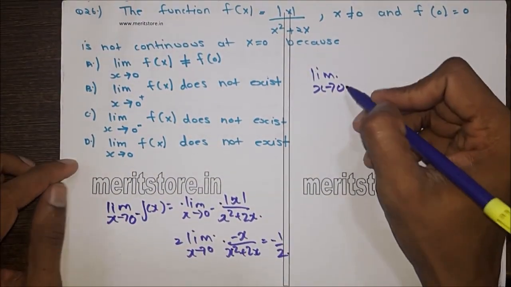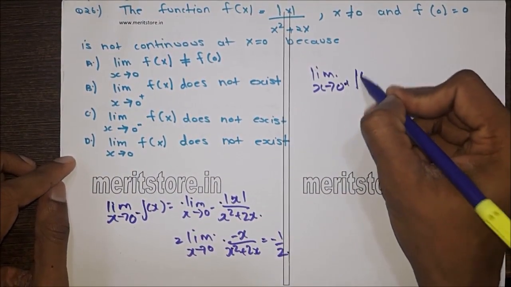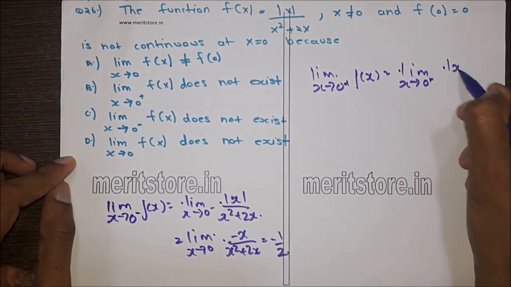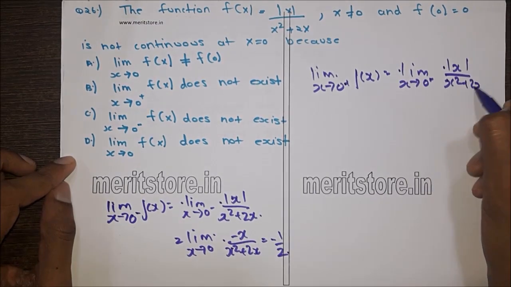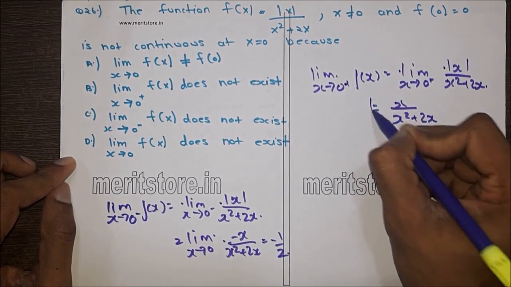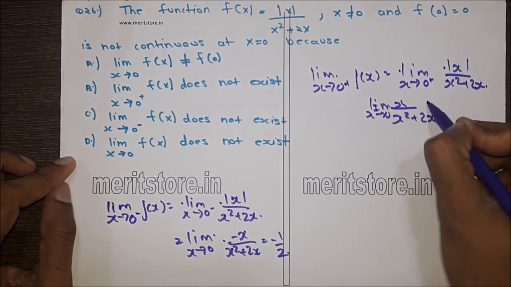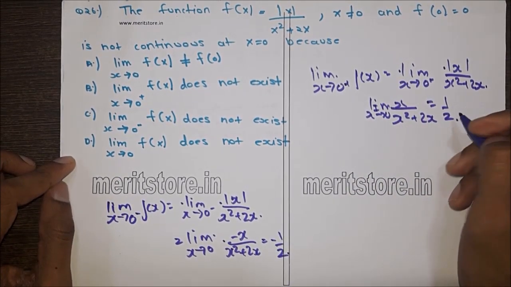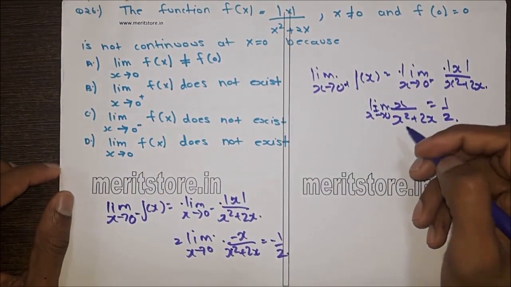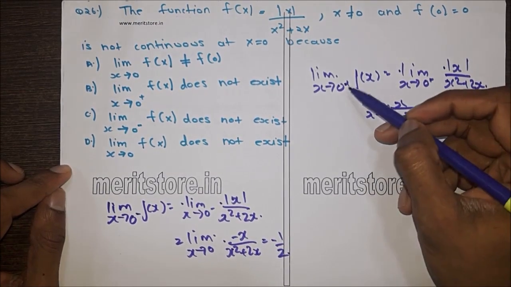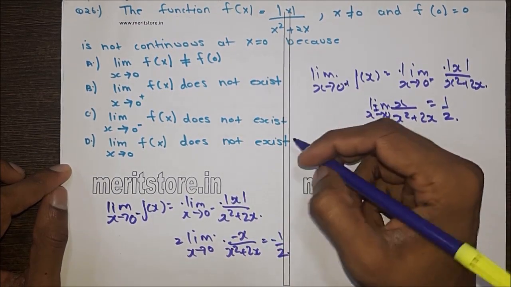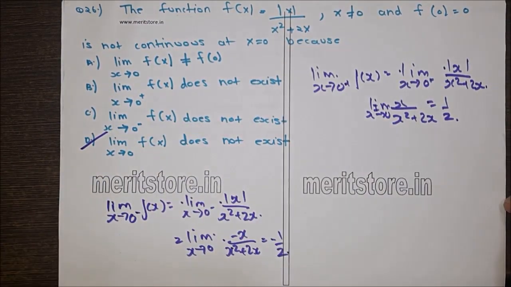So the limit as x approaches 0 from the right hand side of f(x) equals the limit as x approaches 0 from the right hand side of mod x upon x square plus 2x. We can write this as x upon x square plus 2x. So as x approaches 0, we get half. Therefore, from the right hand side we get half, and from the left hand side we get minus half. So the limit of f(x) does not exist. Therefore D is the correct answer.